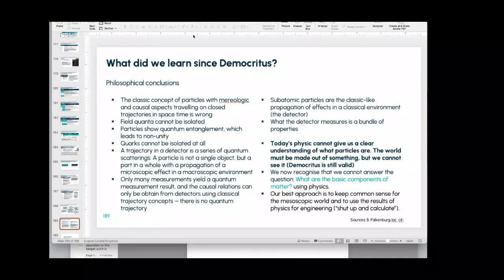So the result is that today's physics cannot give us a clear understanding of what particles are. The world must be made of something, but we cannot see it. Yeah, so in a way, we are back to Democritus, because the most advanced theory of matter doesn't have a particle anymore. That's really tough, isn't it?